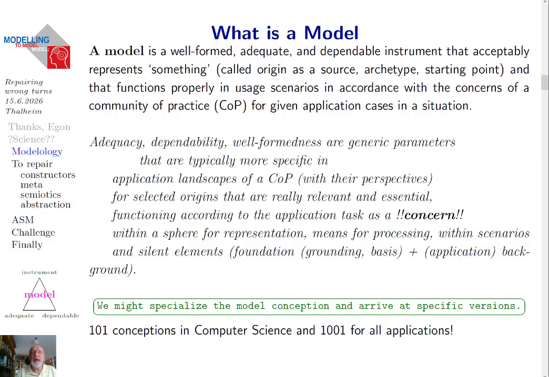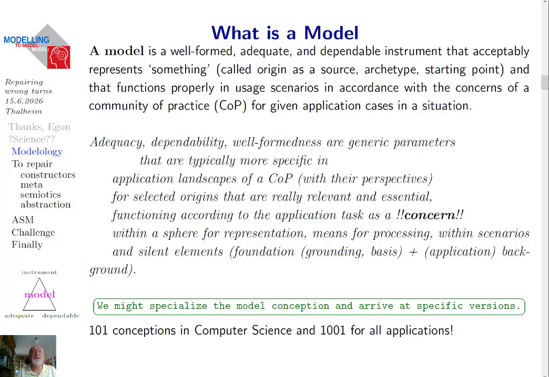A model can be defined as a notion. A model is, first of all, well-formed. That means digestible by everybody who would like to work with the model properly. Second, a model is adequate. Third, a model must be dependable so that we can rely on it. And fourth, the model is an instrument, an instrument that represents something and that functions properly according to what we want to have.